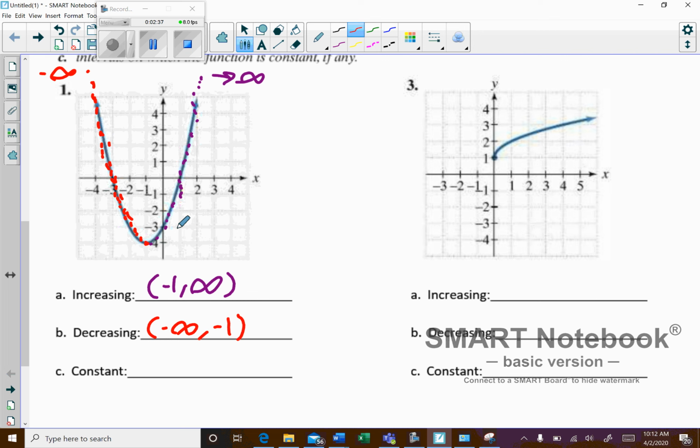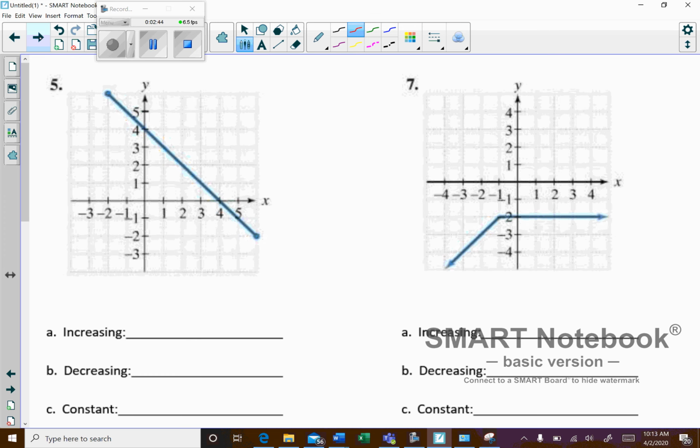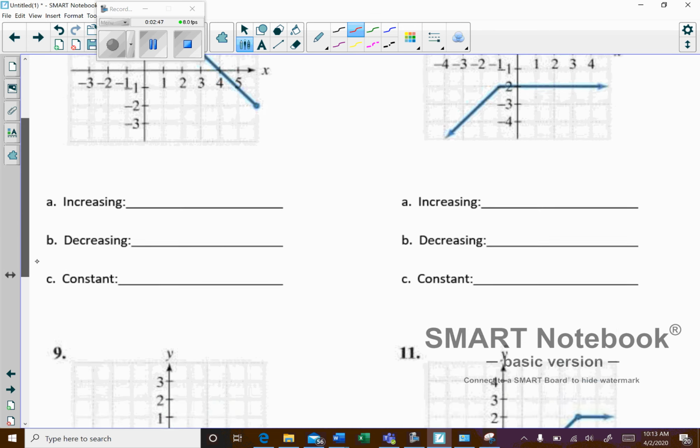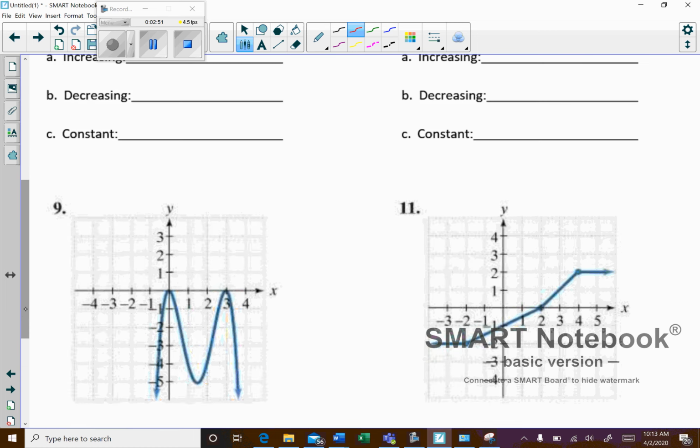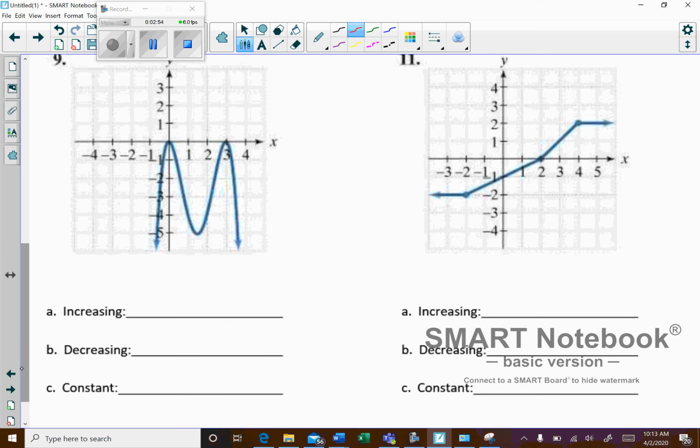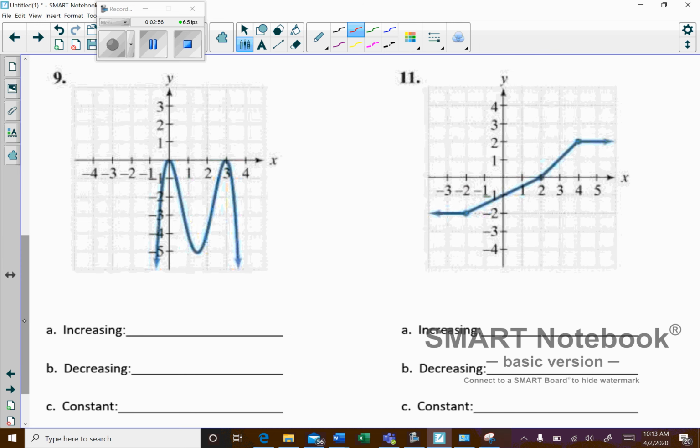Okay, I'm going to go ahead and skip number 3 and go on to some of the more challenging ones. Let's take a look at these two. On number 9, you're actually going to have multiple intervals of it increasing. If you look right here, this part is increasing because it's going up, and it's also increasing right here because it's going up. So these are two increasing intervals.